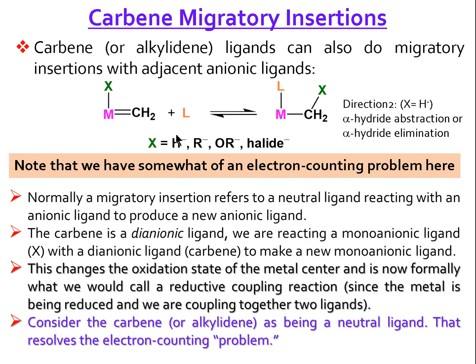To avoid this problem in the concept of the migratory insertion, we consider the carbene or the alkylidene as a neutral ligand. So in this case, we will have coupling of an anionic ligand with a neutral ligand, and we respect the concept of the migratory insertion that states that we don't have a change in the oxidation state of M.